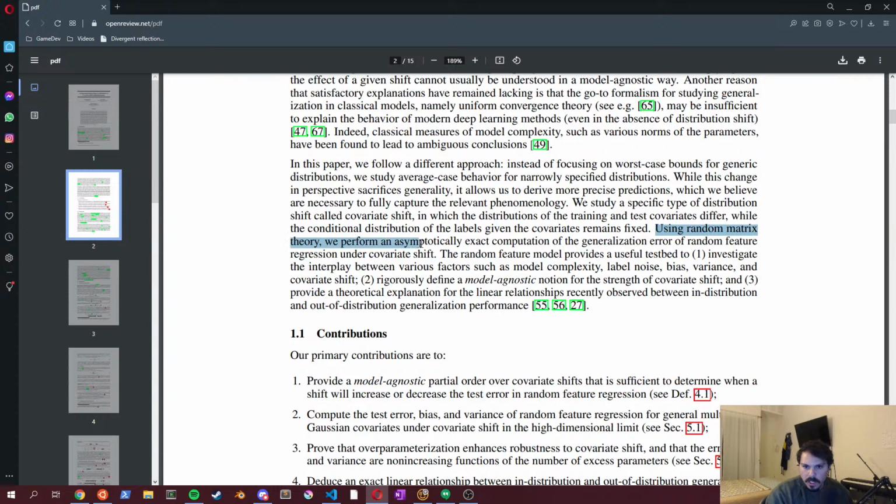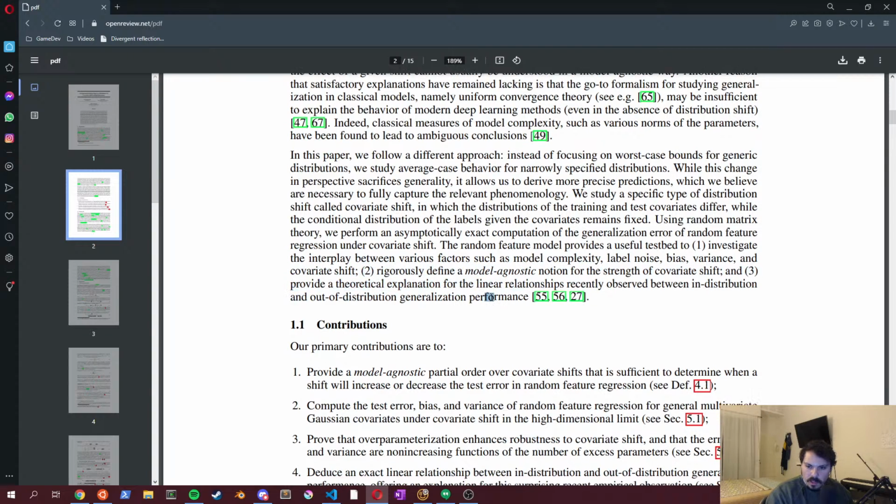Using random matrix theory, we perform an asymptotically exact computation of the generalization error of random feature regression under covariate shift. The random feature model provides a useful testbed to, one, investigate the interplay between various factors, such as model complexity, label noise, bias, variance, and covariate shift. Two, rigorously define a model-agnostic notion for the strength of covariate shift. And three, provide a theoretical explanation for the linear relationships recently observed between in-distribution and out-of-distribution generalization performance.